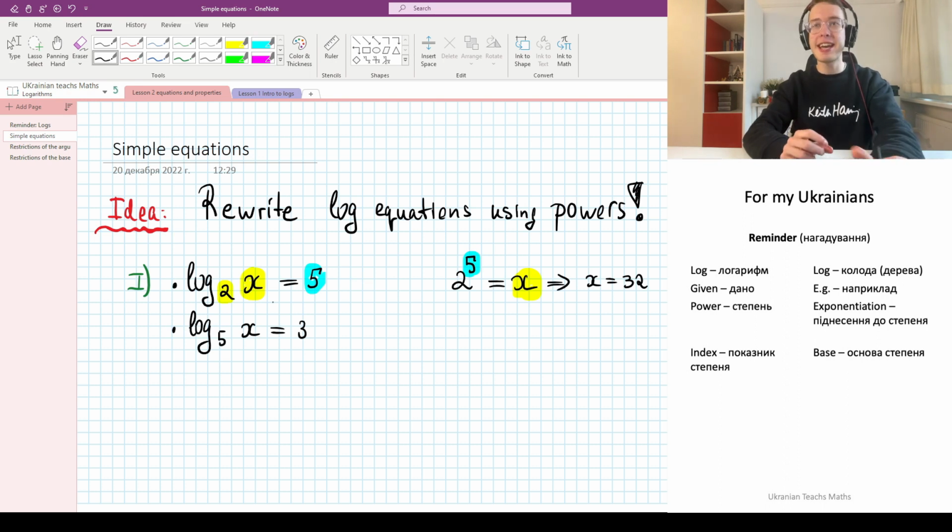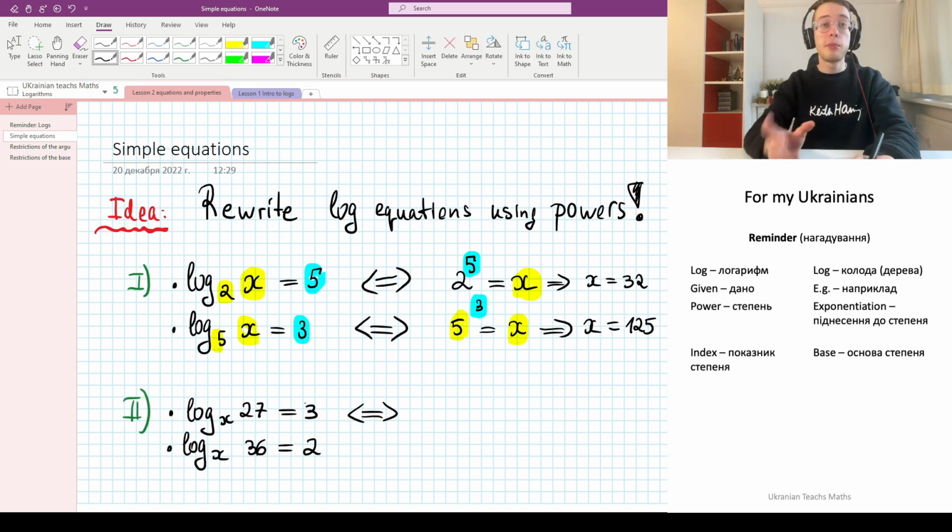Doing the very same thing here, we have log to base 5 of x equals 3. This means that we have x as a result, and this time 5 as the base of the power. So we have here our 5, we have our x, and we have our exponent 3. So the number in the exponent of a power should be this 3 right here. And this would mean that x is equal to 125.